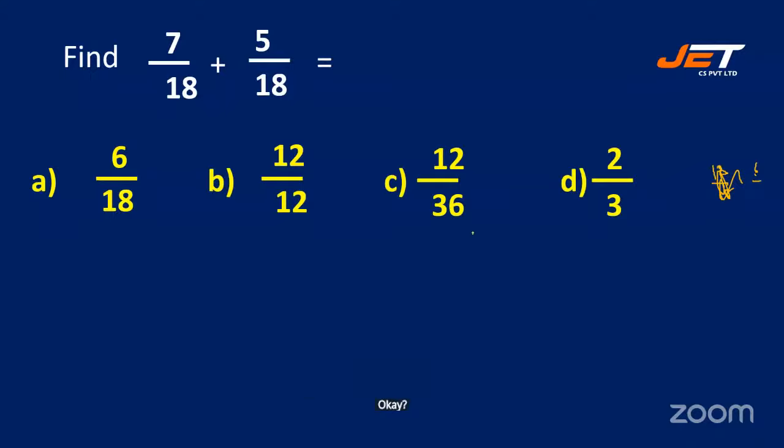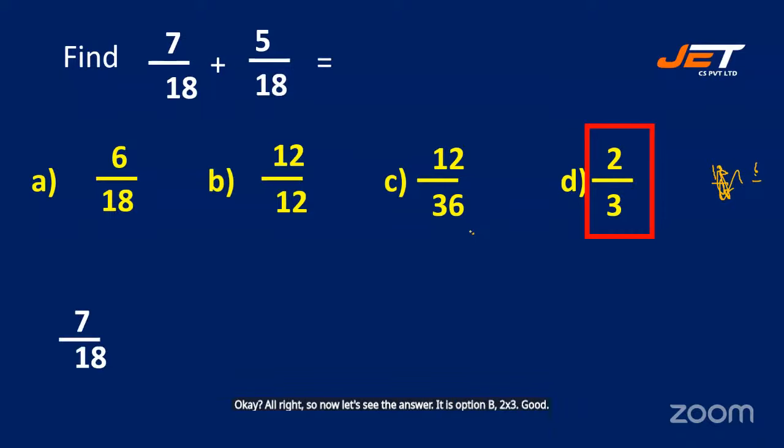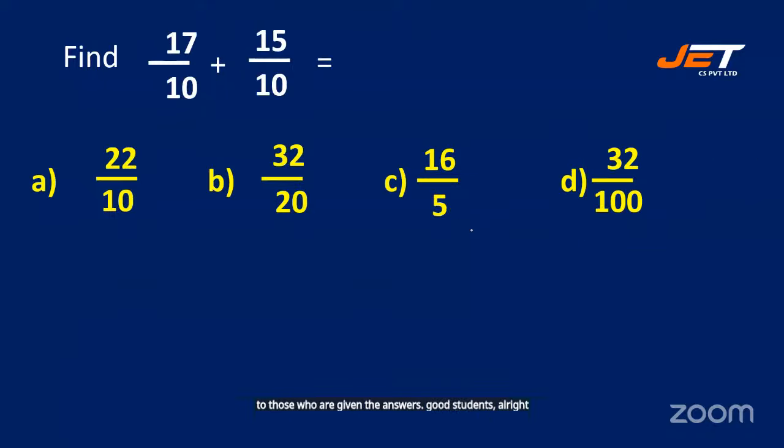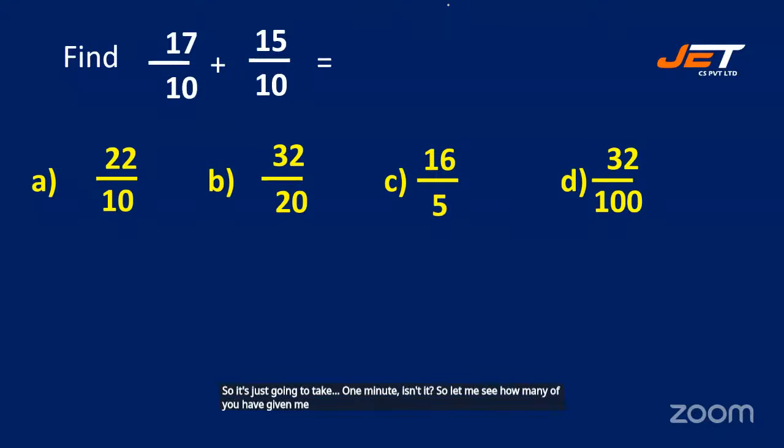All right. So now let's see the answer. It is option B, 2 by 3. Good. To those who have given the answers. Good students. All right. Now let's see the next question. 17 by 10 plus 15 by 10. So it's just going to take 1 minute, isn't it? So let me see how many of you have given me the answers.